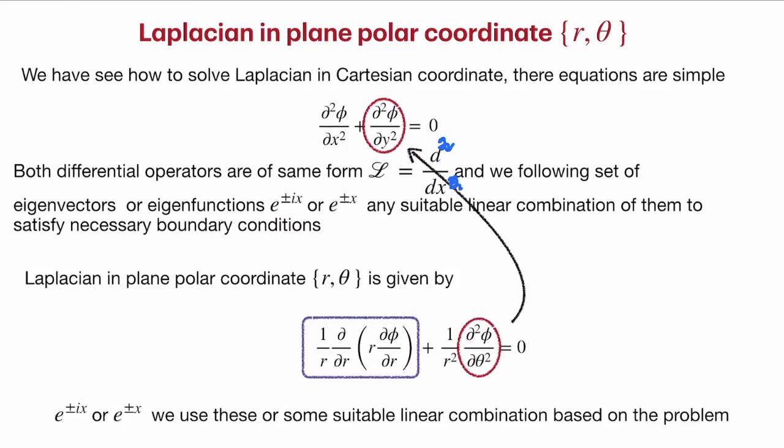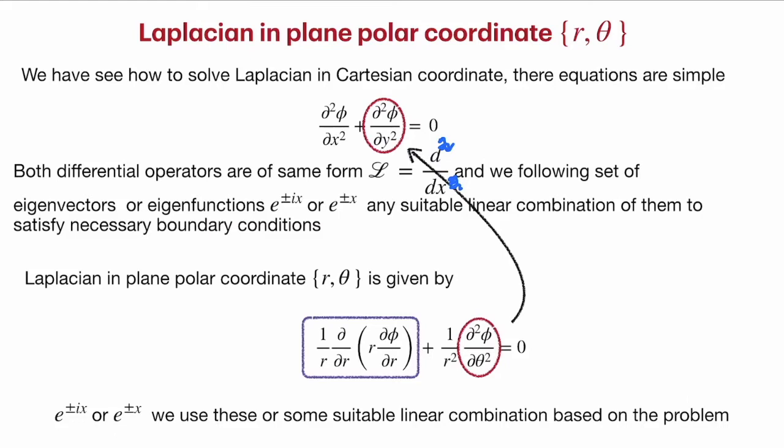These constants may come from the separation of variables or from the physics itself. So the solution in general could be a linear combination of these functions. Often we use sine and cos, or hyperbolic sine and cos, because they are sometimes suitable to satisfy certain boundary conditions given to us.